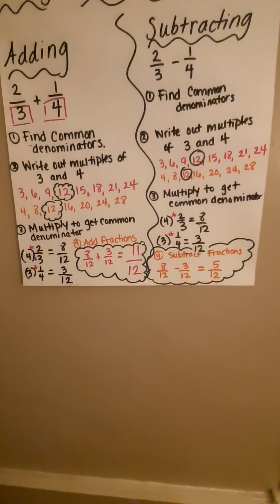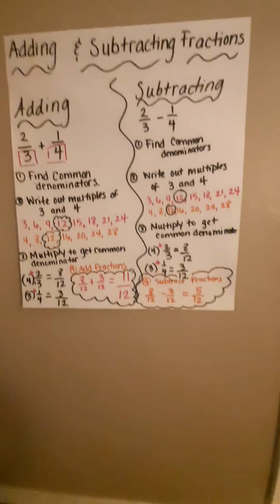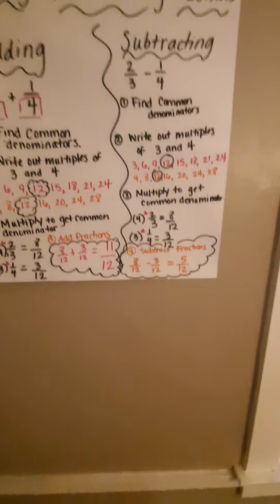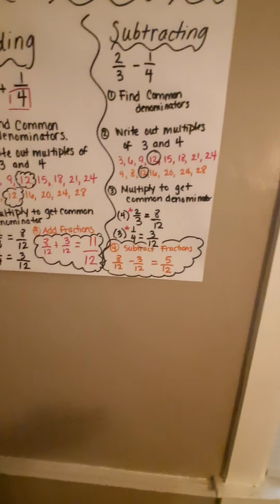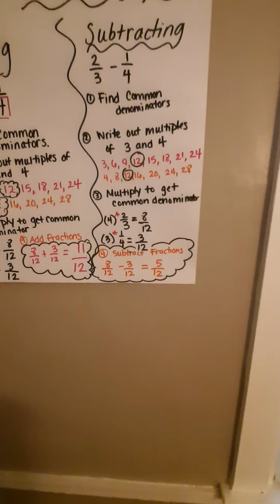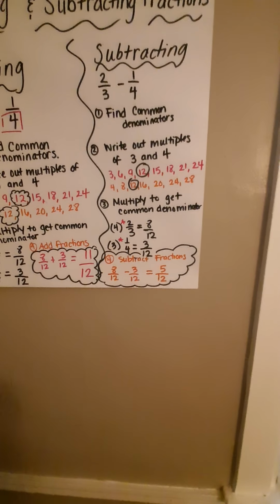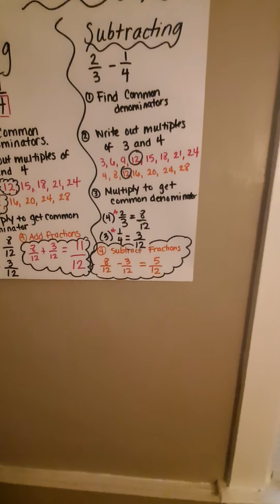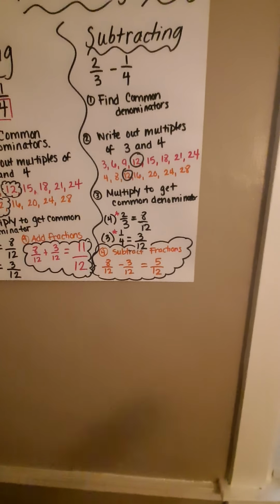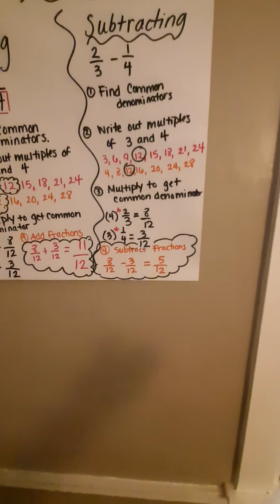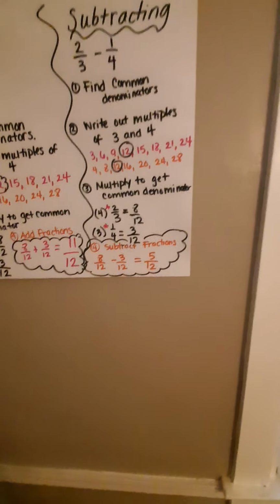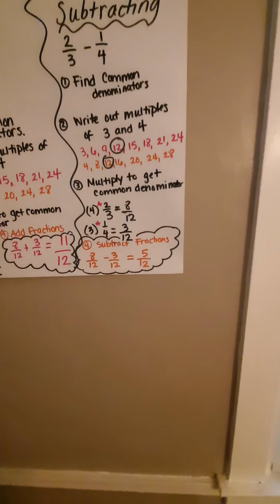Piece of cake? All right, piece of pie. Let's move on to subtraction. It's the same exact thing, except for the last step, we are subtracting. So let's run through it one more time. The first thing you need to do is find your common denominators. In this case, our denominators are 3 and 4. If we are having trouble, we can write out the multiples of 3 and 4. 12 is a common multiple of both 3 and 4.